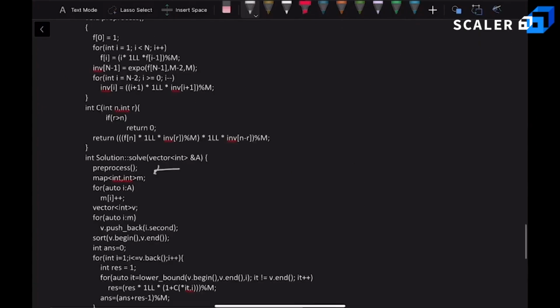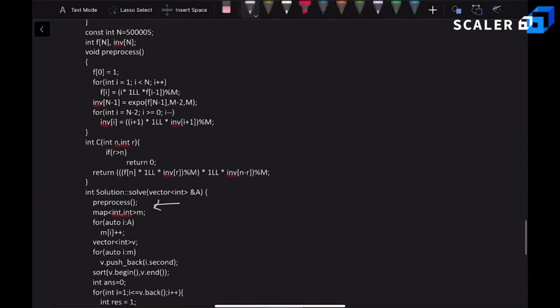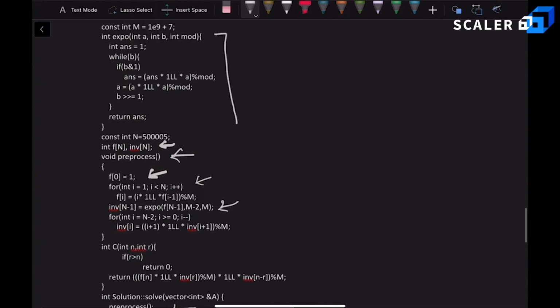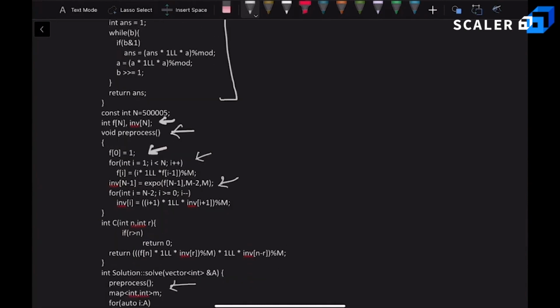So here our solution starts. We'll pre-process, that is, we will calculate the factorials and inverse factorials. So in our pre-process, we store an array f, which is the factorials, and an array inverse, which is the inverse factorials. f of 0 is 1, because we know factorial of 0 is 1. And now we'll iterate from 1 to n and assign f of i as i into f of i minus 1, because that's the definition of factorials. And now we assign inverse factorial of n minus 1 as factorial of n minus 1 raised to mod minus 2, and that can be done using binary exponentiation. Now for calculating inverse factorial of i, we will use inverse factorial of i plus 1.